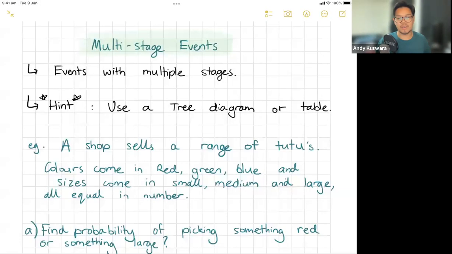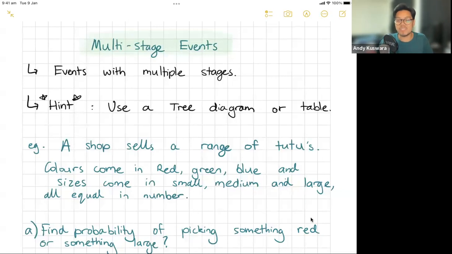Let's go straight to our work today. There's a couple of notes here, and I would highly encourage you to take them, especially the first line. That's the most important one. Multi-stage events. What is it? It's events with multiple stages.